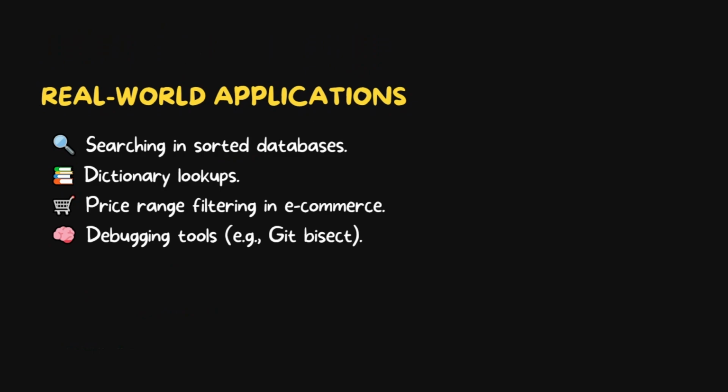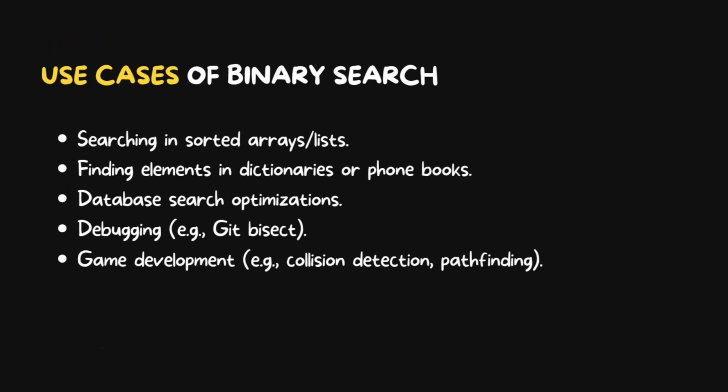So where is binary search useful? Finding elements in sorted arrays, database indexing and lookups, dictionary or phone book searches, price range filtering in e-commerce, and debugging tools such as Git bisect. So why use binary search? It is used in searching sorted arrays or lists, finding elements in dictionaries or phone books, database search optimizations, debugging, and game development, for example collision detection or pathfinding.